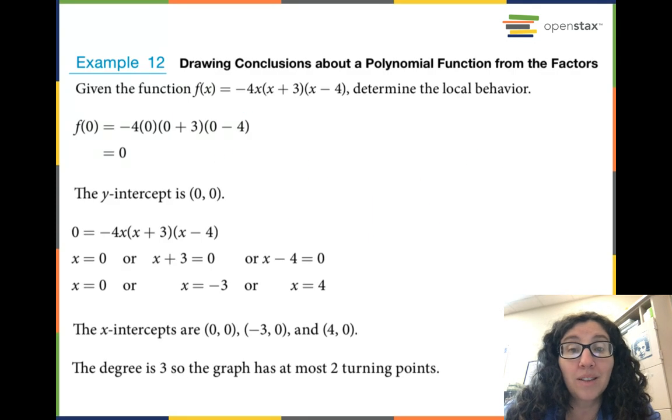So those are the things in this section that we want to talk about for polynomials and power functions. End behavior, like if it goes up or down, and local behavior, what the intercepts are and how many turning points.